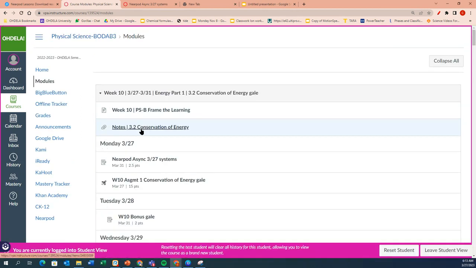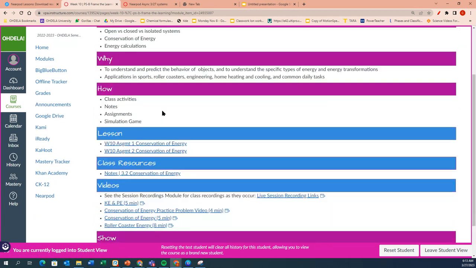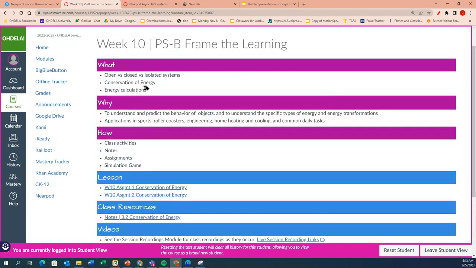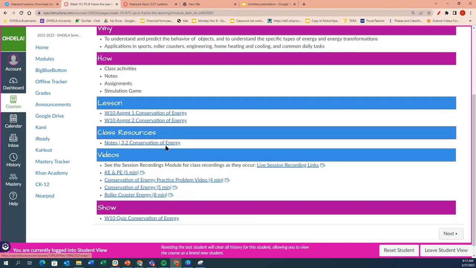All right, and if you look at the module page, you have your assignment lists here. So today's assignment is open versus closed versus isolated systems. We'll be talking about conservation of energy today and this week, and doing potential energy and kinetic energy calculations. Right, so here are your two graded assignments for week 10.